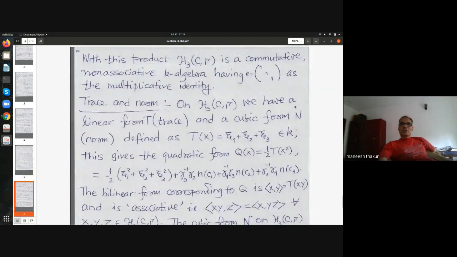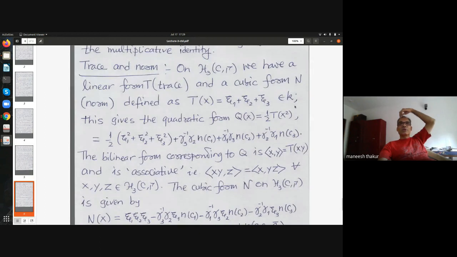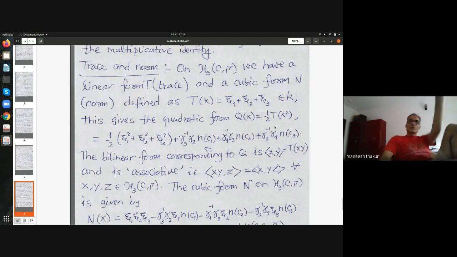So those algebras I will come to maybe next time. Right now I just want to introduce to you the notion of trace and norm on the algebra. So trace is defined as usual. The trace of a Hermitian matrix is the sum of the diagonal entries. And that gives us a quadratic form because this is a linear form. So I just look at (x, y) goes to trace of xy, then that's a bilinear form, and that gives me this quadratic form, half trace x square. And when you expand it out, this is how it looks.